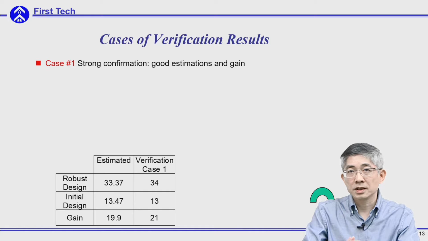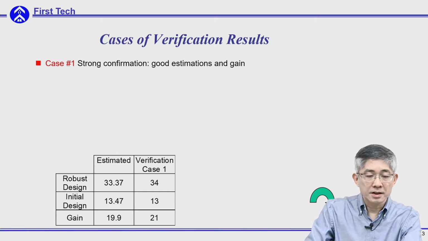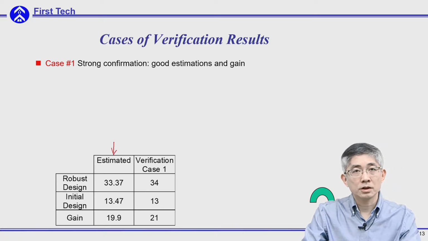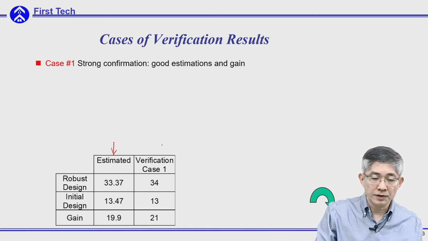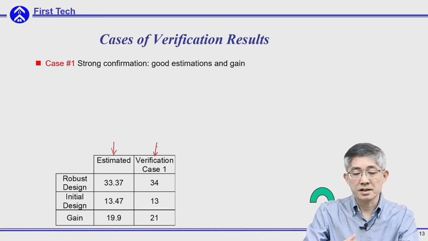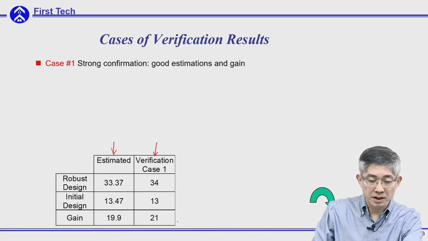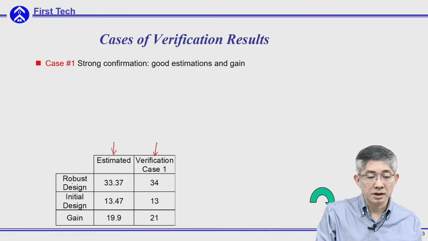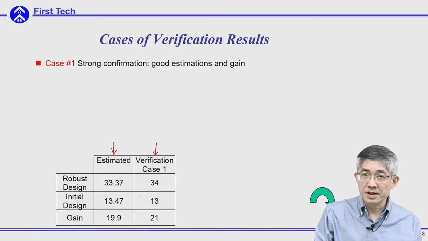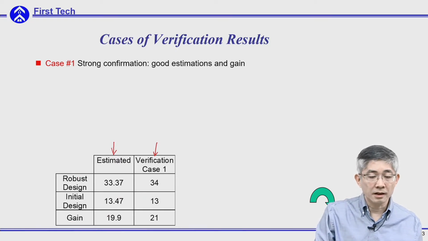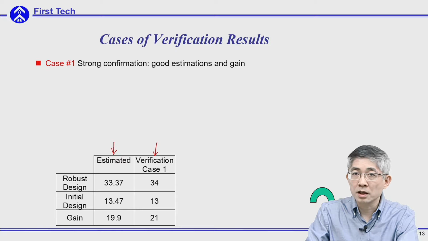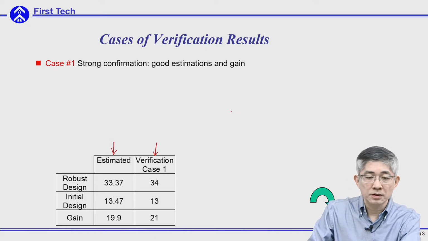So we conclude the result to be 4 cases. This is your estimated result from the adaptive model. And if you conduct the outer array experiment, you put the result over here. For the first case, if you have the data like this, you can see both the predictions of the design, initial and robust, are very similar. Also, the gain is very similar. There are only limited differences. We can conclude that you have a strong confirmation of your design of experiment because you have a good estimation for the gain.